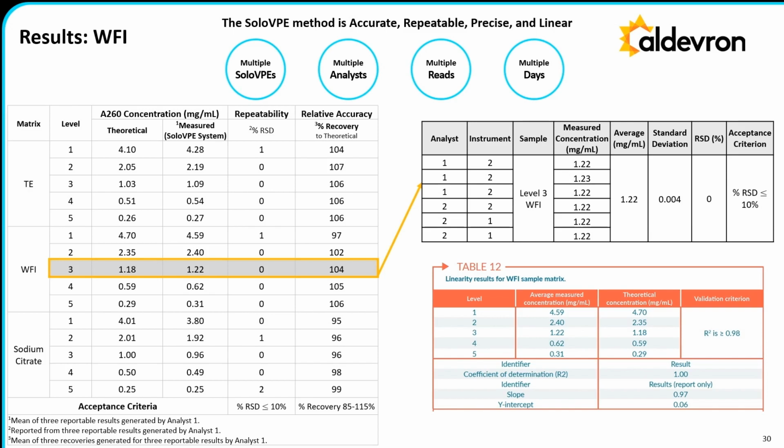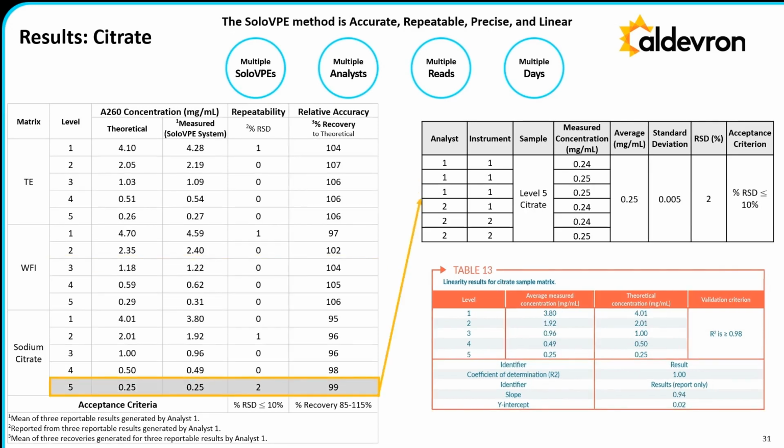And finally, if we look at citrate, we can see a similar story emerging. In this case, we're just looking at the lower level of this particular sample matrix where, again, RSD is very good. Relative accuracy across this particular matrix at all 5 levels is very, very good as well. And intermediate precision is the same story. RSD is 2%, well within our plus or minus 10% criteria. Linearity, of course, is, again, very comfortably within our criteria.